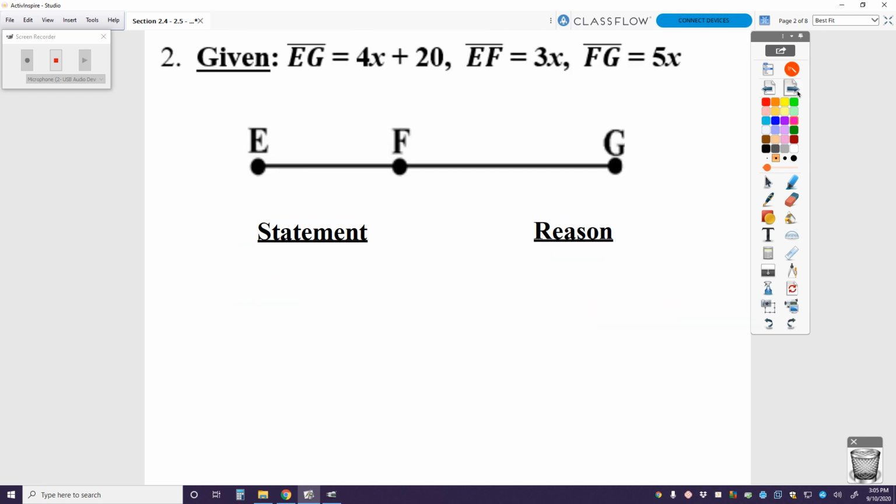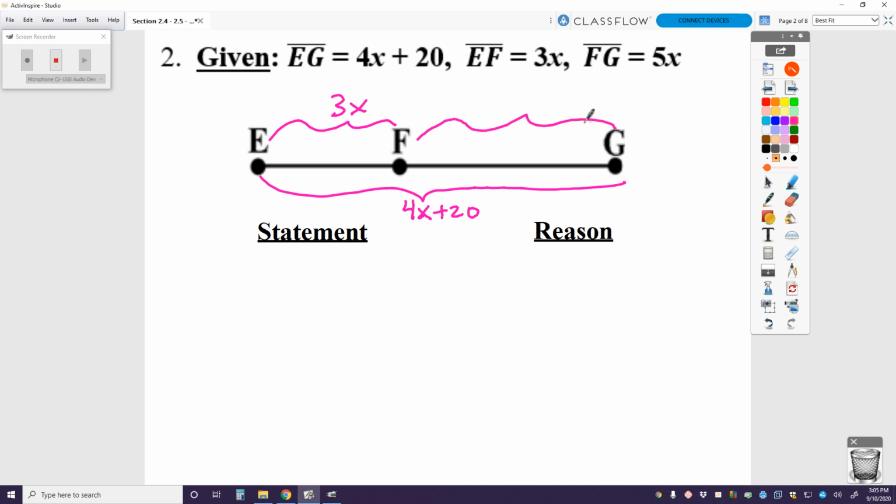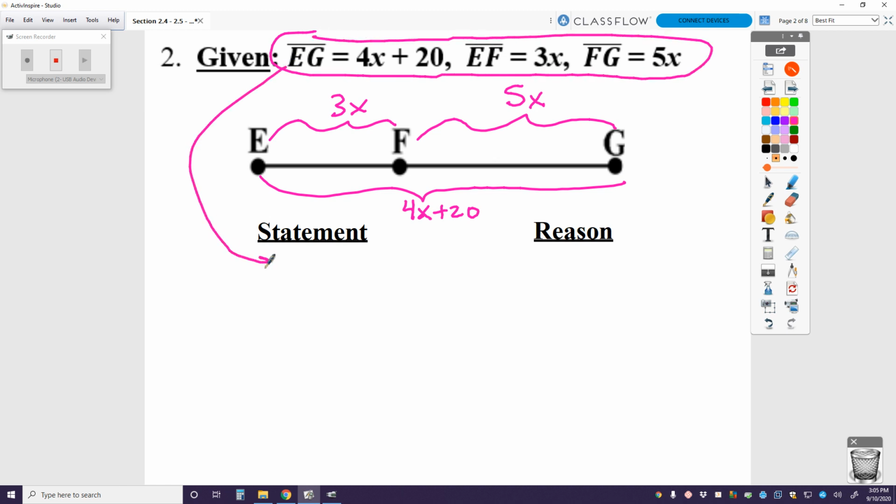All right, number 2. Segment EG, so all of this, is 4x plus 20. Segment EF, just this, is 3x. And segment FG, just that piece, 5x. All right, so again, I'm not going to say cheat, but we're going to be a little lazy here. Just circle all that. That's all we would rewrite because it is the given information.